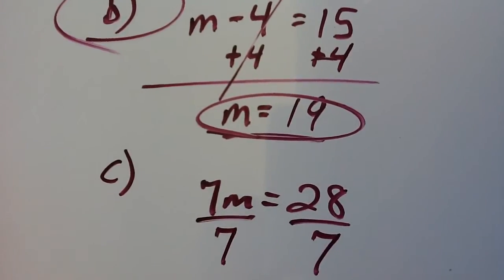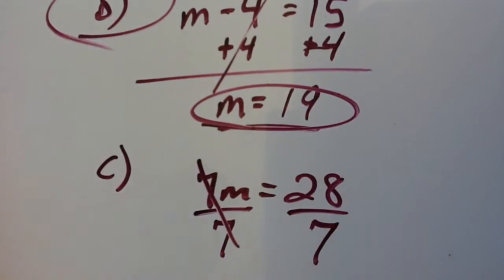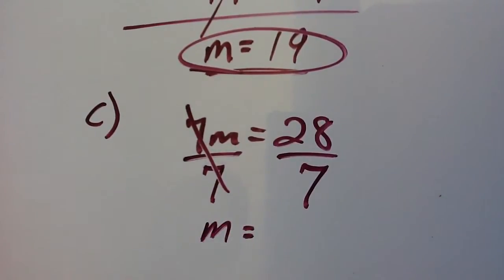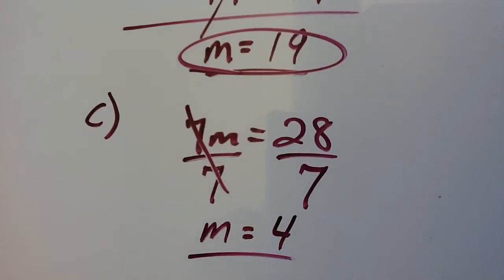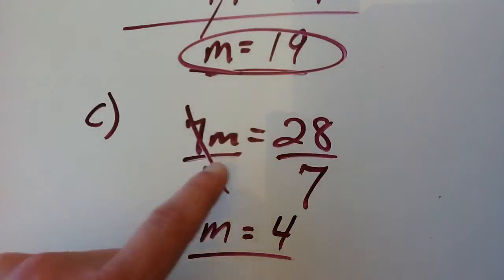This is how I'm showing division. It's sort of like a fraction. Remember that horizontal fraction bar means divided by. So on this side I have 7 divided by 7, which is 1, and 1 times m is just m. That's what I'm looking for. I want to know what m is equal to. m is equal to 28 divided by 7, which is 4. Which makes sense because if I plug this back into the equation, 7m, 7 times 4 is 28.